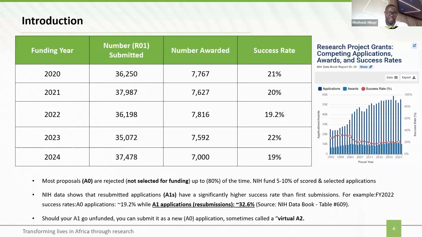So should your A1 go unfunded? I think I also need to mention this. We've agreed that A1s are the resubmitted applications. Should this one also go unfunded, you can still resubmit it as a new application, maybe a year or two later. Sometimes they call it a virtual A2. So it means you submitted A0, you resubmitted A1, still not funded, you can still resubmit that another time.